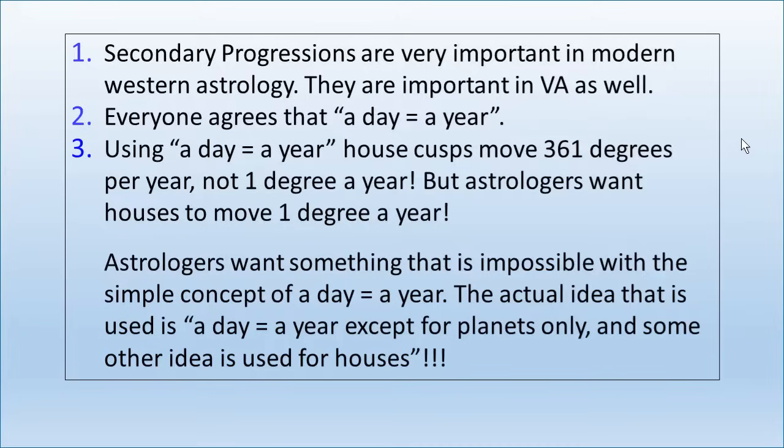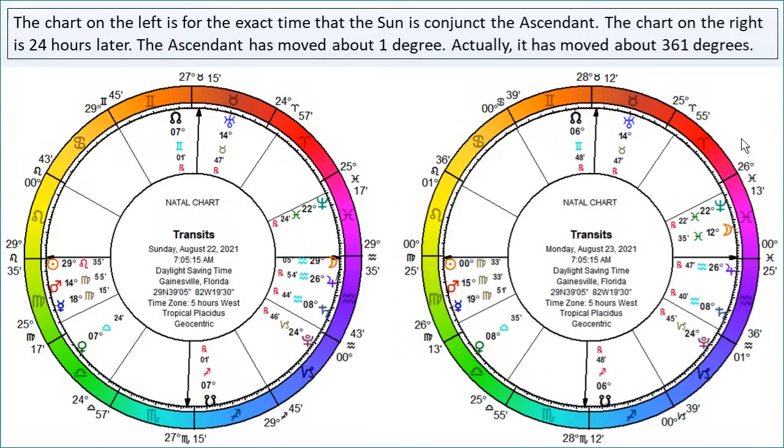That's the fact. House cusps move 361 degrees. I think the next slide gives an example of it. So on the left is a chart calculated for August 22nd, 2021 in Gainesville, Florida at 7 hours, 5 minutes, 15 seconds. It's an arbitrary date and time and place.